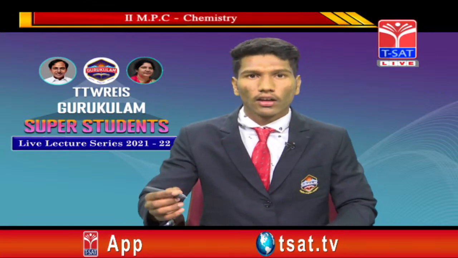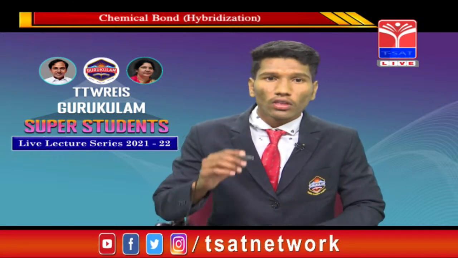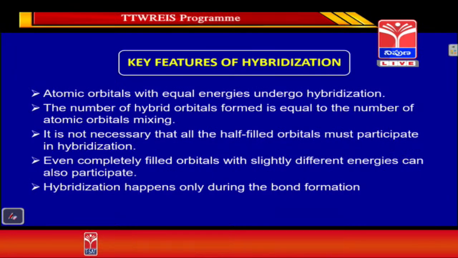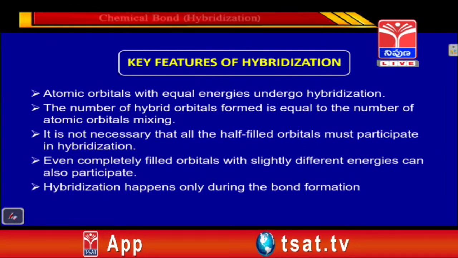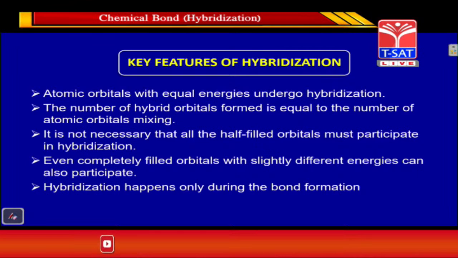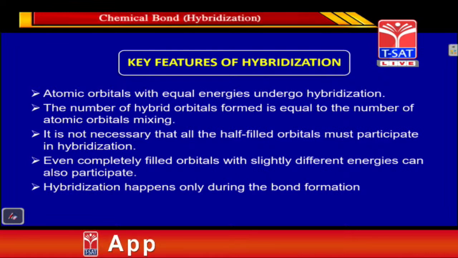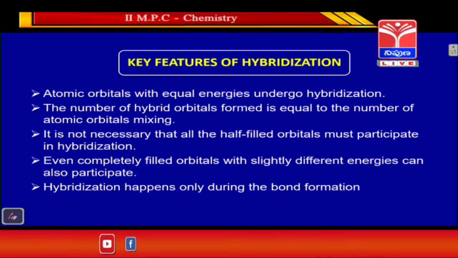Okay friends, I will show you this slide of some key features of hybridization. Atomic orbitals with equal energy undergo hybridization. The number of hybrid orbitals formed is equal to the number of atomic orbitals mixing. It is not necessary that only half-filled orbitals participate; even completely filled orbitals with slightly different energies can participate. Hybridization happens only during bond formation. So these are the key features of hybridization.